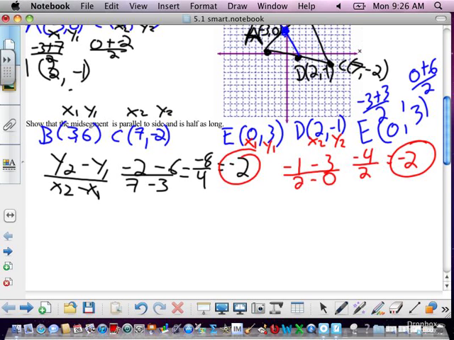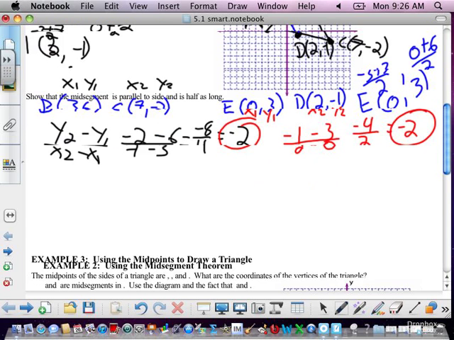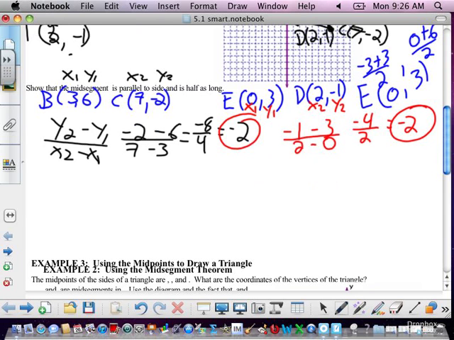Let's find the distance. Anybody remember what the distance formula is? It's the square root, yep. So again, we're doing the square root of y2 minus y1 squared plus x2 minus x1 squared.